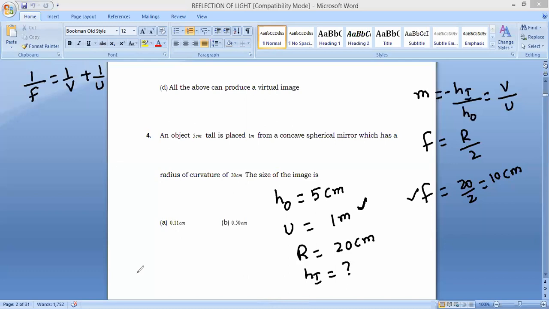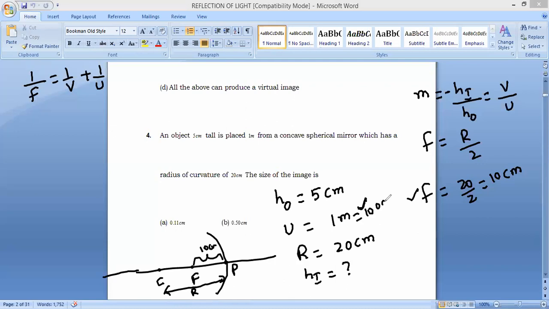Now I will apply the sign convention. You can see here it is the focal point. This is the pole. This is the center. Focal length, it is 10 centimeters. And somewhere here, this is my radius of curvature. Now observe carefully. Object distance is 1 meter means 100 centimeter. That is, object distance is greater than the radius of curvature.